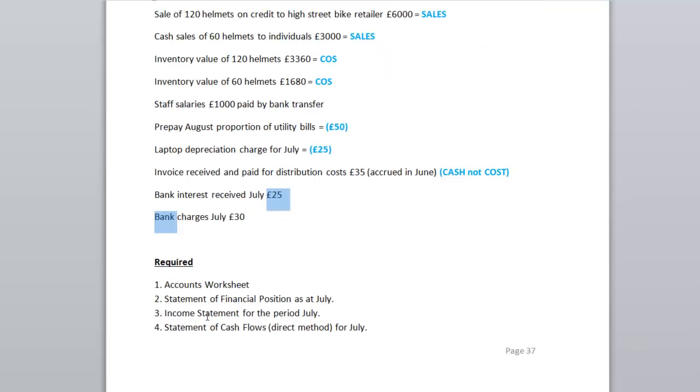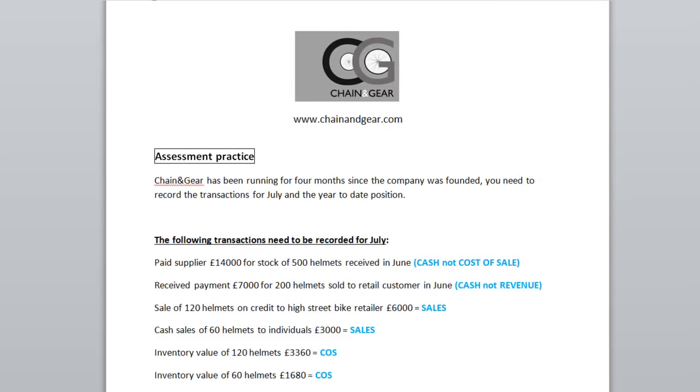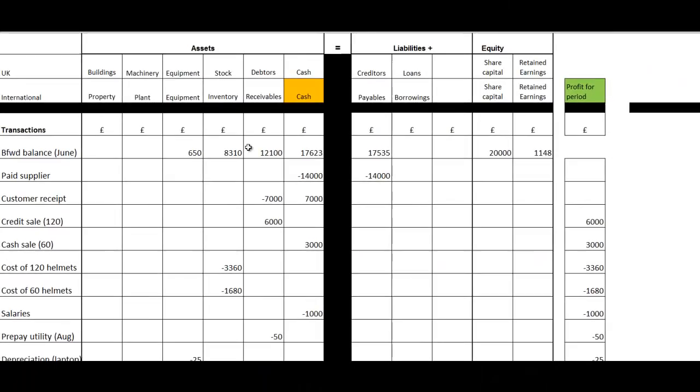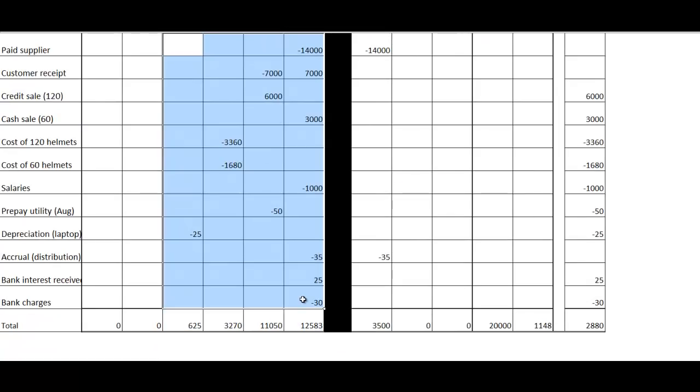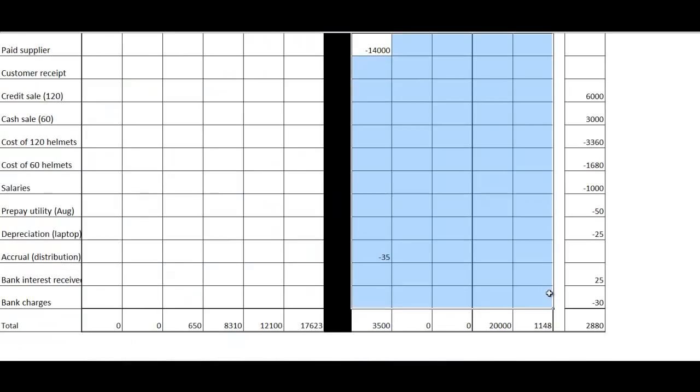So the requirements are to complete the 4 main areas, the worksheet and the 3 financial statements, which is what we are going to go through now. First of all, I'm just going to clear the transactions that we already have on this particular worksheet.